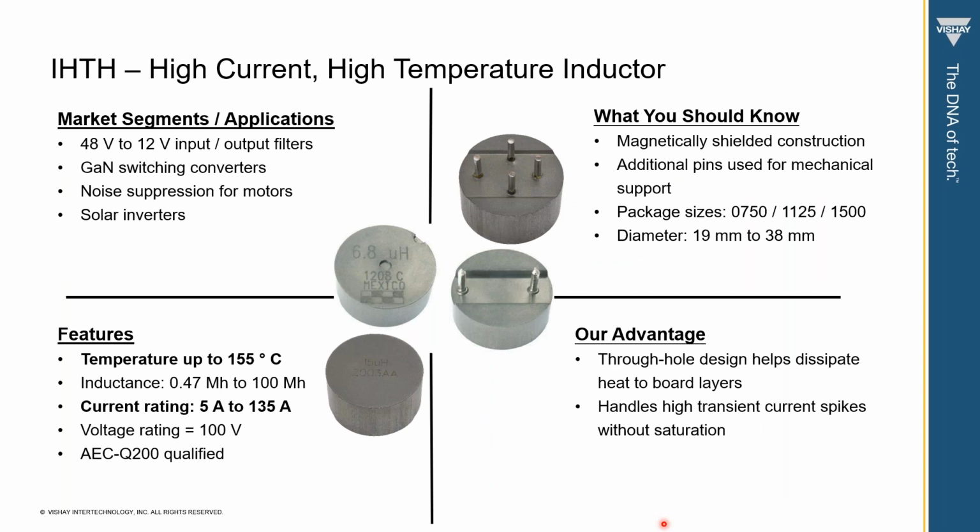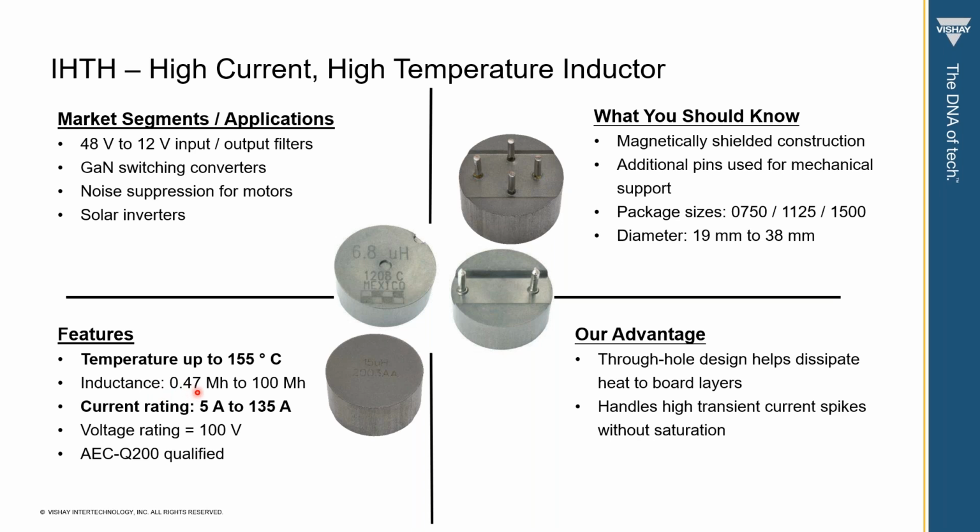And the last product we would like to introduce for the solar is the IHDH high current inductor series. The market application is 48 to 12 volt inductors, input and output filters, gallium nitride switching converters, noise suppression for motors, and importantly for the solar inverter, which is today's topic. Okay. The main feature is temperature can be up to 155 degrees C.